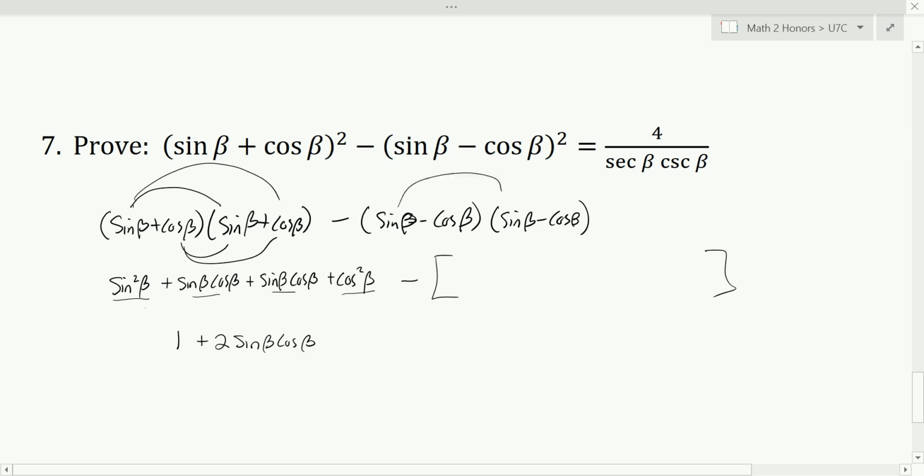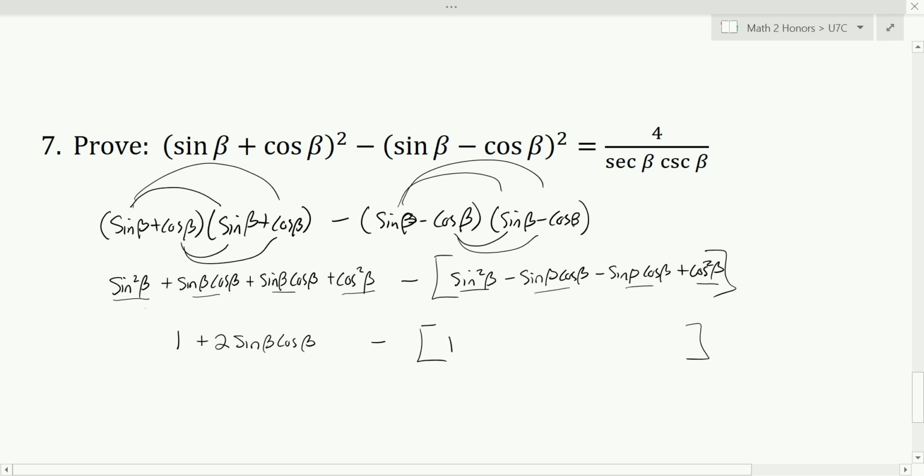Okay, so sine times sine is sine squared, minus sine cosine, minus another sine cosine, plus cosine squared. And then I'm going to leave the brackets, but we're going to do the same thing. We got sine squared plus cosine squared, which is 1. And then these are like terms, and they're both negative, so minus 2 sine beta cosine beta. So we're getting less stuff here, right?